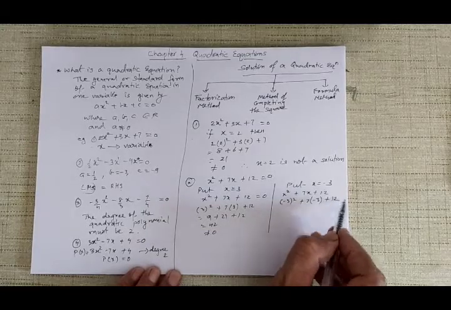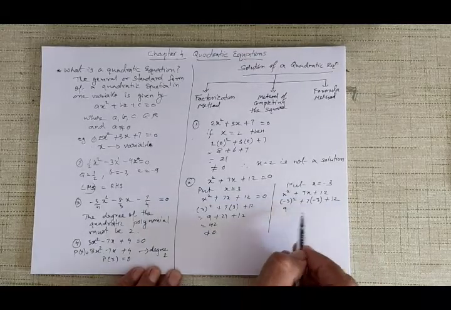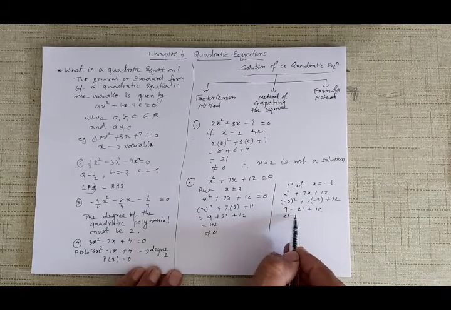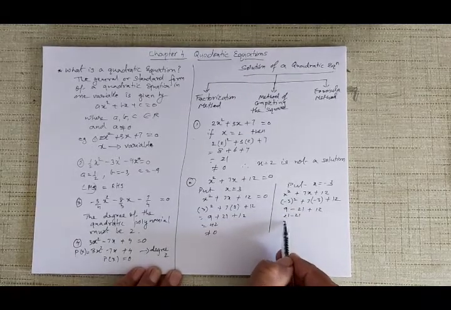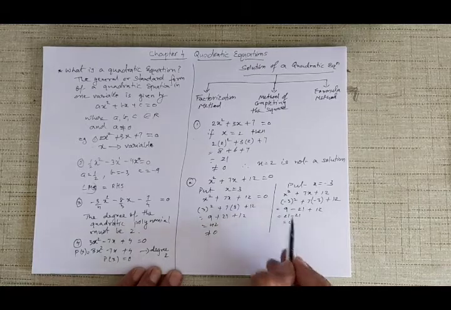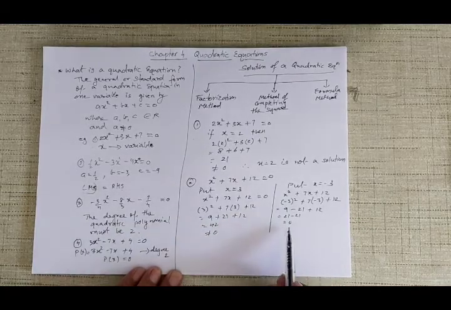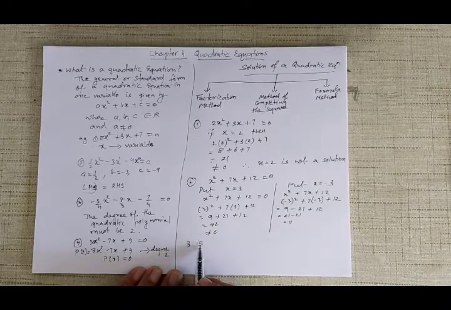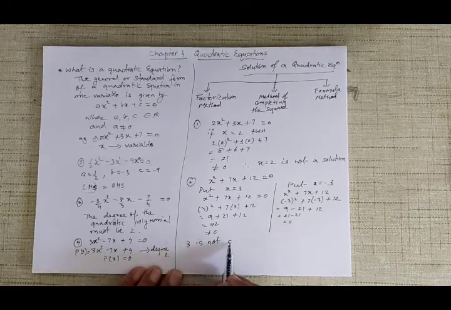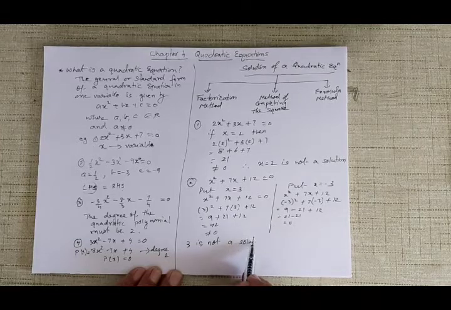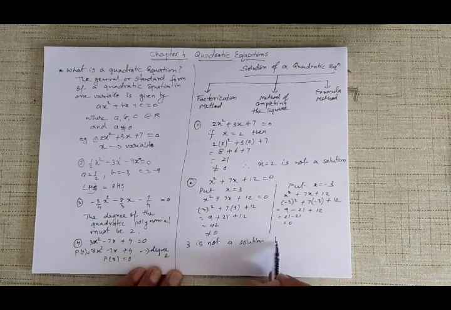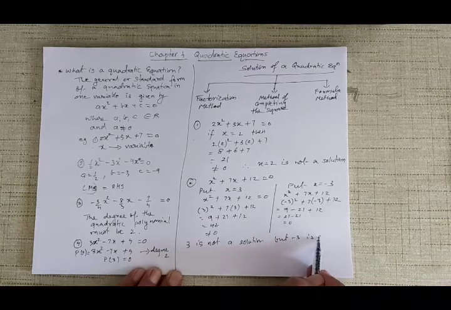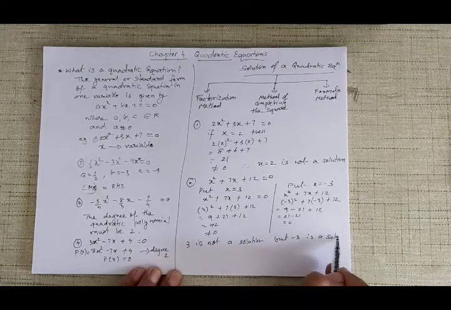Okay, I am just putting minus 3 in place of x. So this becomes 9, this becomes 21 and this is 12. 21 minus 21 and that is equal to 0. Now, you can see it is equal to 0. It means what? That 3 is not a solution here, but minus 3 is a solution.